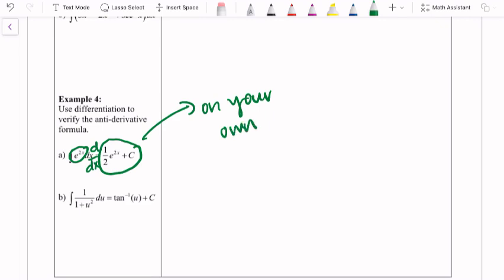Same thing with b. Here we're given that the integral of 1 over 1 plus u squared du is equal to tangent inverse of u plus c. Again, we can derive the antiderivative, and it should get us back to what our integrand was. And again, try that out on your own.